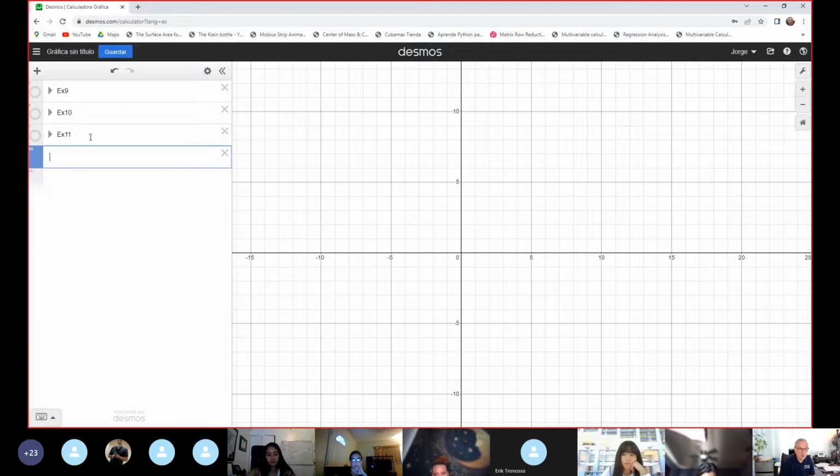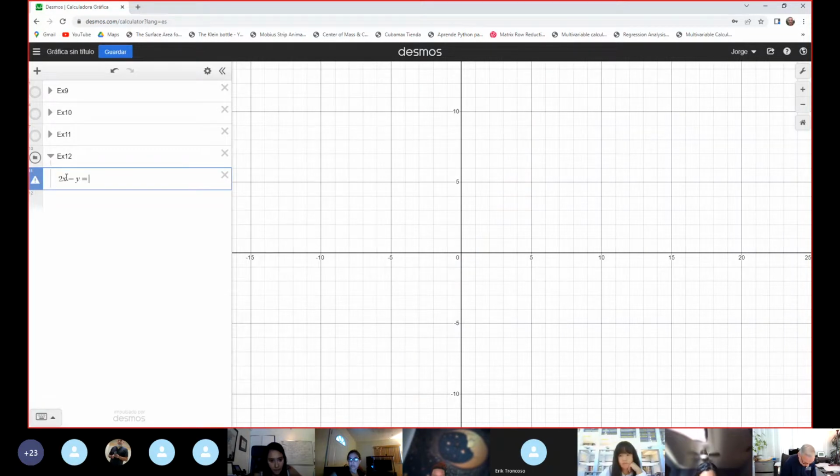Example 12. We continue doing graphing linear equations using intercepts, and the equation is given in standard form. Example 12, enter. The equation in 12 is 2x minus y equal 4. This is purple color, no? And the points are 0,-4 and 2,0.